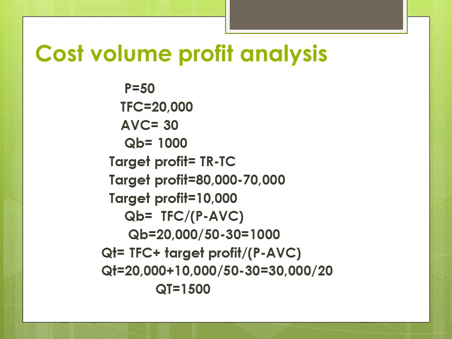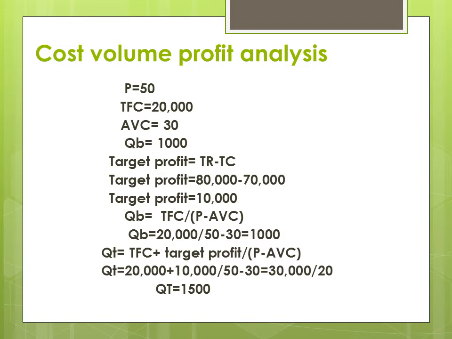In order to achieve a target output, we can also use this formula by changing it slightly. Here the break-even point formula is Q equal to total fixed cost over price minus average variable cost. Substituting the values, price equal to 50 and average variable cost equal to 30, we get our output. We can also find the target output with a slight change in the break-even point formula: we add target profit in the numerator, so total fixed cost plus target profit, over the denominator, which is price minus average variable cost.